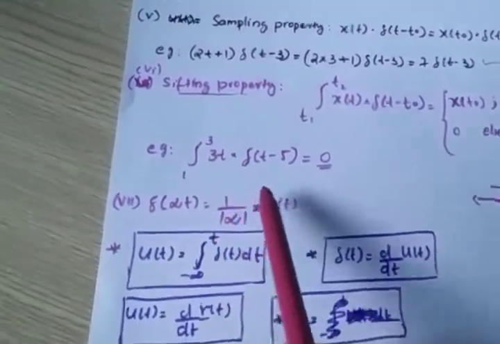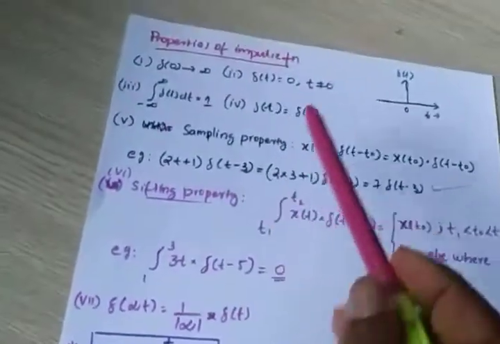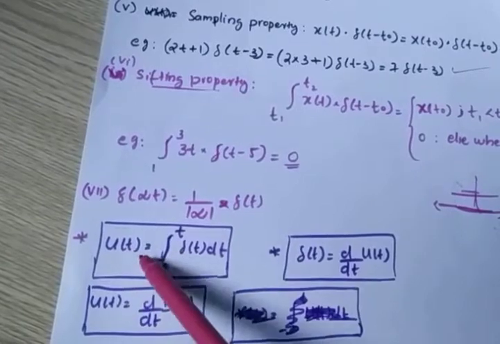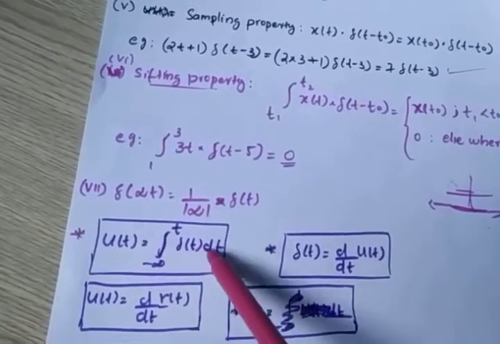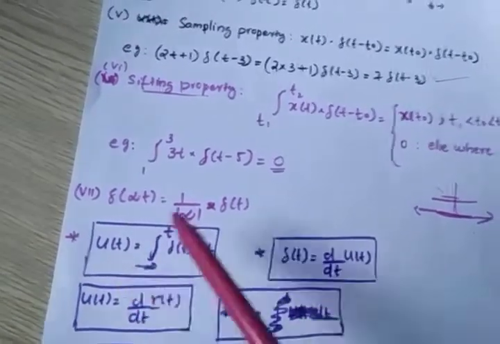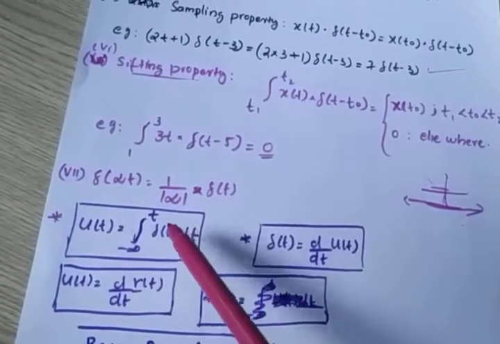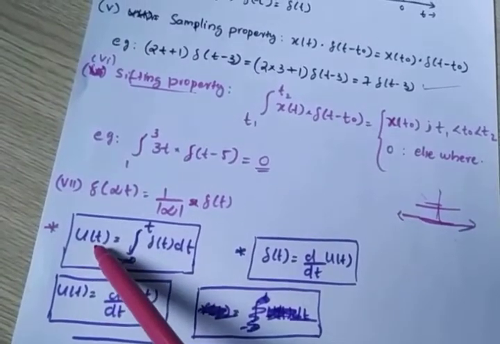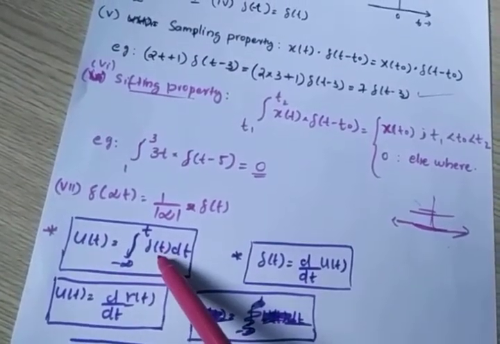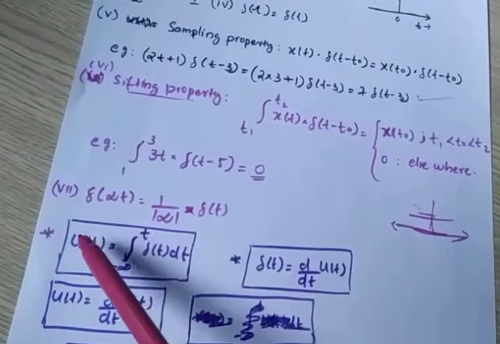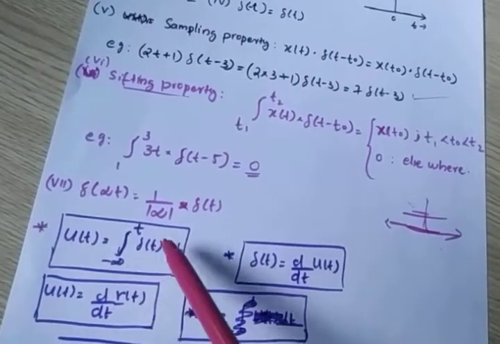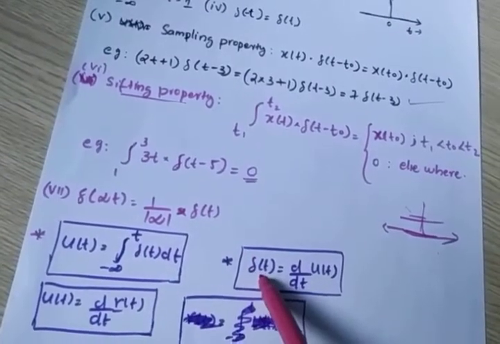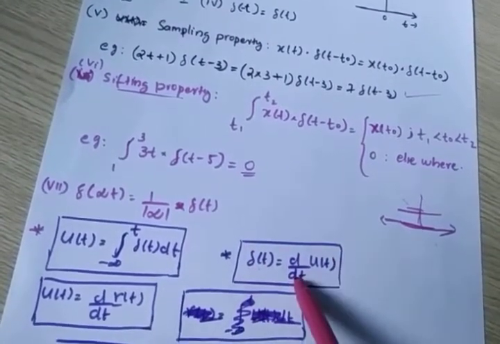So how to write this? If you integrate the impulse from minus infinity to t, you will get u of t. So if you integrate impulse, you will get step. How to take the reverse? If in the question they give the step function and you need to find the impulse function, just reverse this. Differentiate the step, you will get del of t. So the impulse function is the differential of the step.